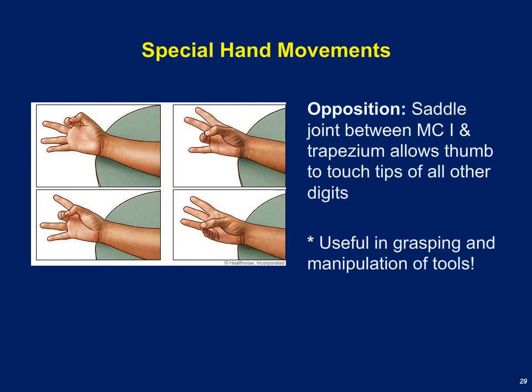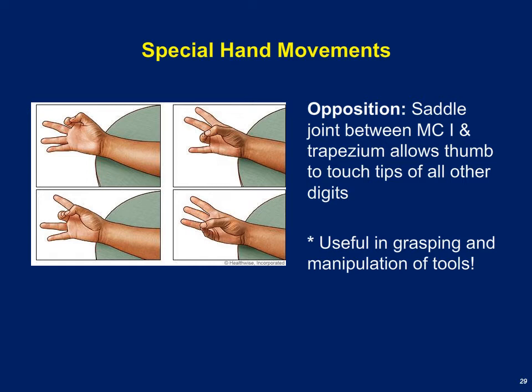Another special movement of the hand is something called opposition. And opposition is simply our ability to touch our fingertips using our thumb. And we're able to oppose our thumb because we have a saddle joint between the first metacarpal and the trapezium of the wrist. And this is important because opposition allows us to grasp things and manipulate tools. And so think about all the different types of artwork and architecture and engineering in the world.